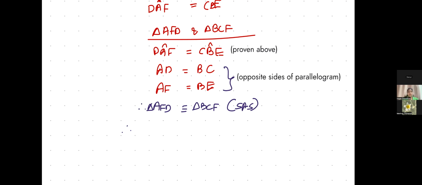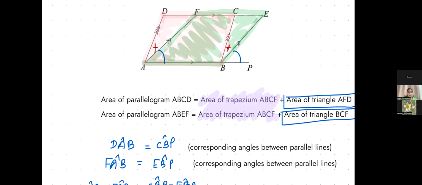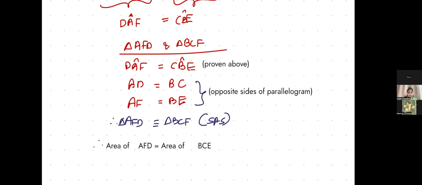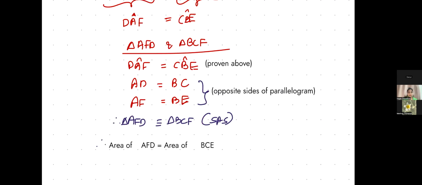Therefore, I can write area of triangle AFD equals area of triangle BCE. Up to that point, did you all understand?